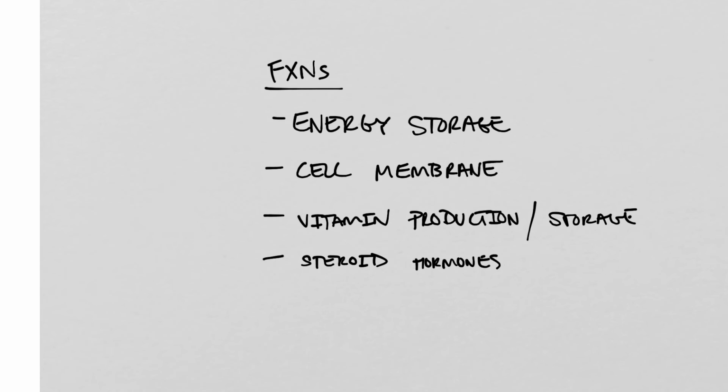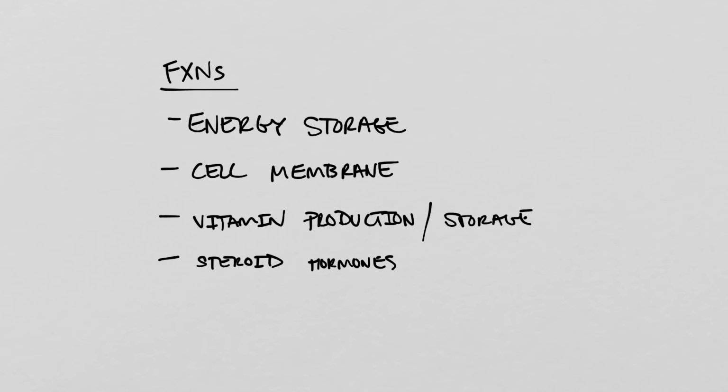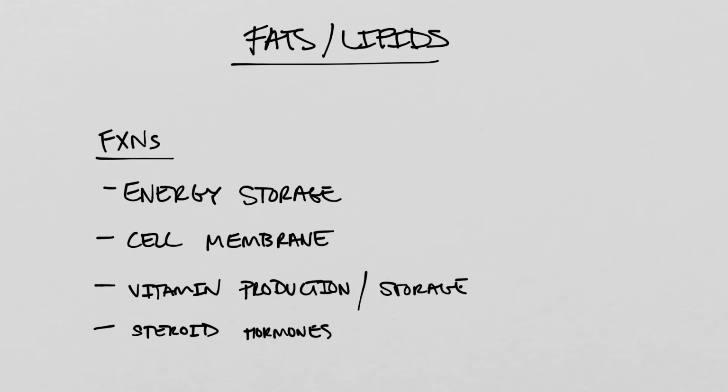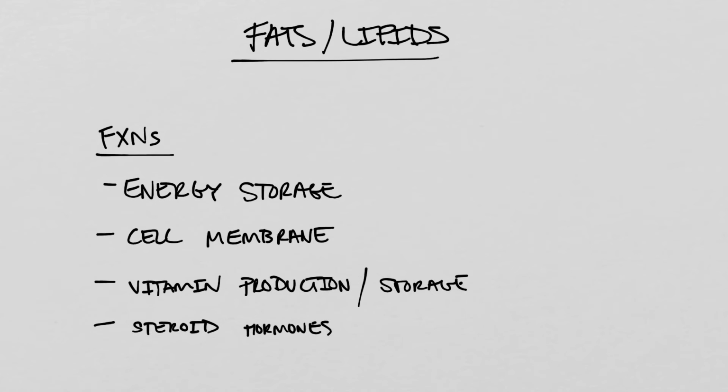If you don't know what steroid hormones are, you definitely feel their effects, especially right now because you're all teenagers. Testosterone and estrogen are both examples of steroid hormones, and those two hormones are composed of fat. Okay, so those are the functions of fats and lipids, and now let's talk a little bit about the structure.